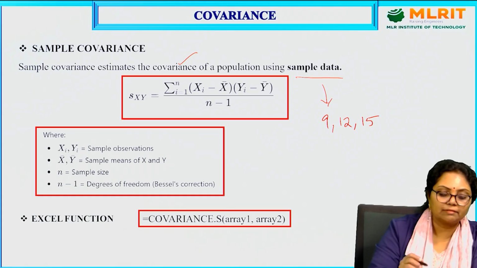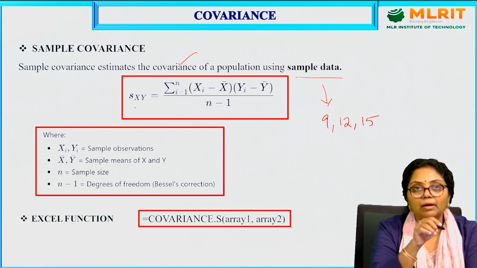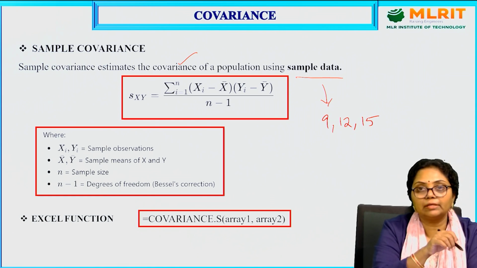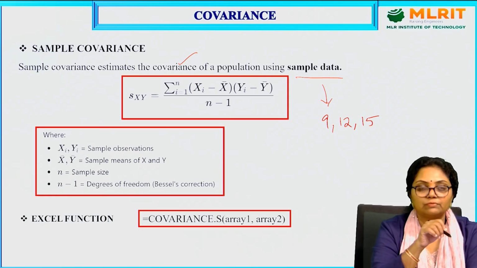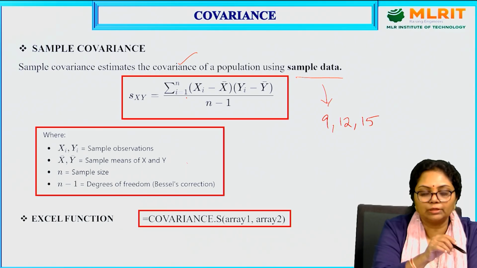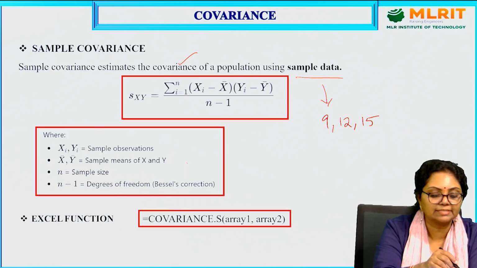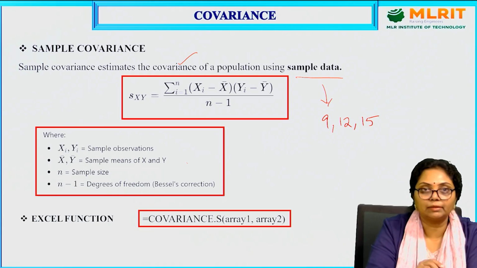Hence here the formula would be, it is represented, earlier we were using sigma xy, but here in the sample we are using sxy, where S stands for sample. Sample covariance between x and y is equal to summation of i is equal to 1 to n, so all the observations (xi minus x bar) into (yi minus y bar), divided by n minus 1.